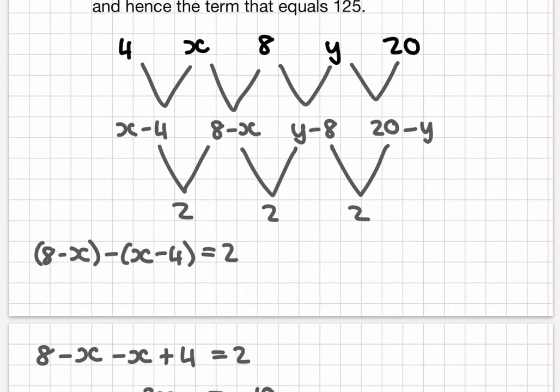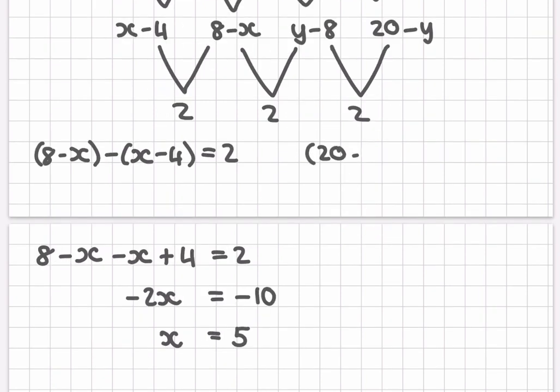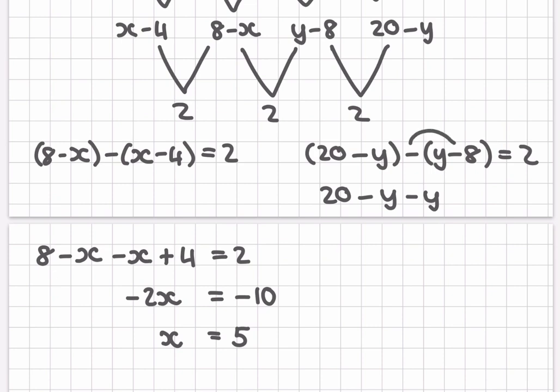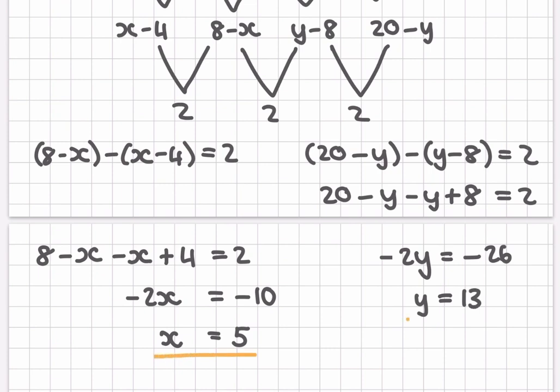Then we know that this minus this is 2. 20 minus y minus 8 is equal to 2. We're going to simplify this to 20 minus y, don't forget the negative, plus 8 is equal to 2. We simplify this to negative 2y is equal to, I'm going to move all the constants to the right, 2 minus 8 minus 20. And that gives us negative 26. Divide by negative 2 on both sides, and I get y is equal to 13. Now I've solved for x and y.